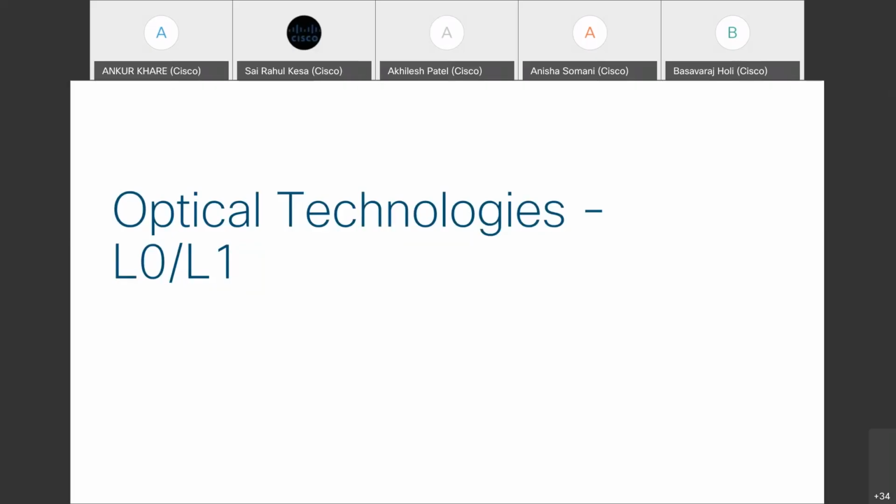So today we are going to cover the basics of optics in L0 and L1. Before we go into the content, I'm going to show the picture, which is our topology in SIT. After that picture, we will go through each of the components in detail.